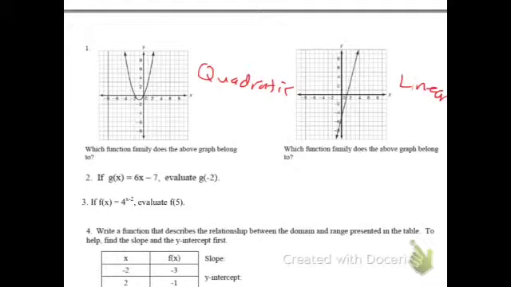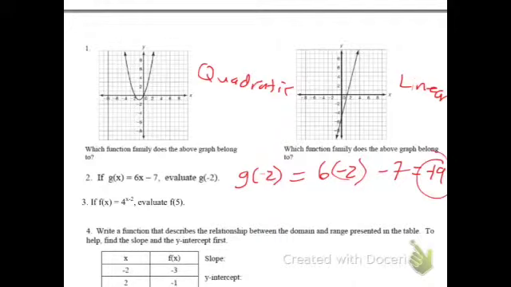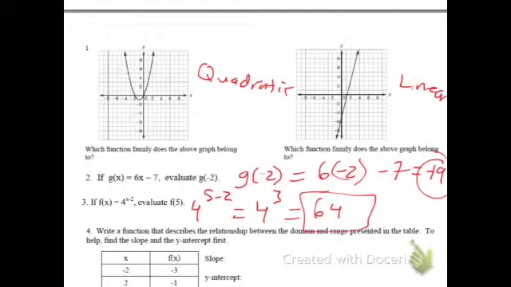That's basically it. On 2 and 3, when you're evaluating, you're taking the number in the parenthesis and you put it in for the x. So here at g of negative 2, you're going to put in negative 2 where x used to be and then calculate. Well, 6 times negative 2 is negative 12. Subtract 7 gives you negative 19. And then 3, when you plug that in, you're going to have 4 to the 5 minus 2 power, which is the same thing as 4 to the 3rd power, which is 64. And that's it for those.